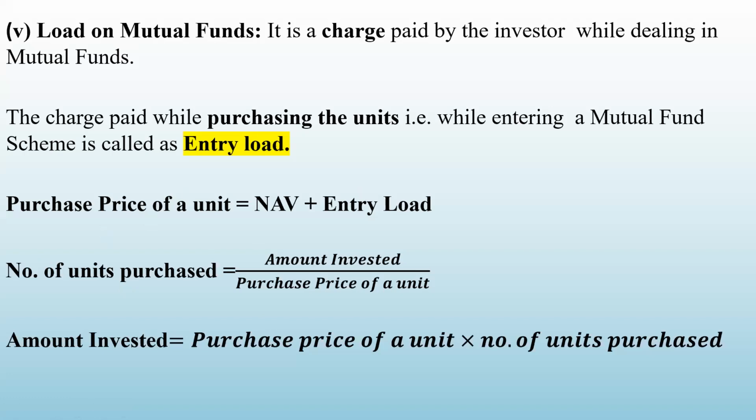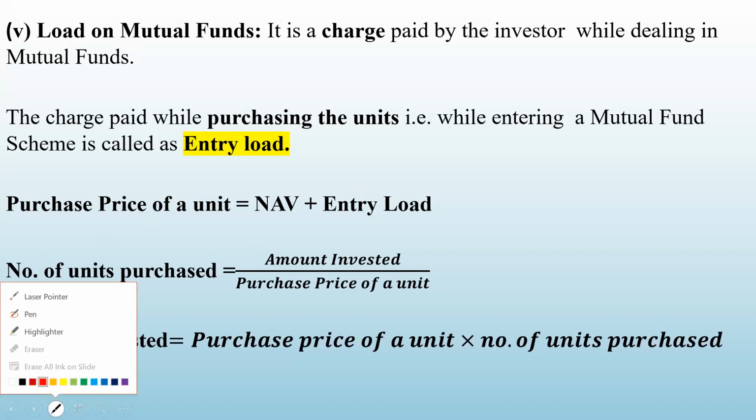Now, how will you find out the purchase price of a unit? Purchase price of a unit is calculated as NAV plus entry load. The entry load is like a brokerage, like a charge which is paid at the time of entering the scheme. Entering means purchasing the units of the mutual fund. So purchase price of a unit is equal to NAV plus entry load.